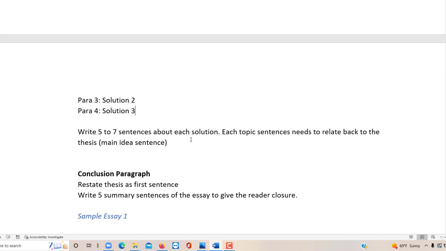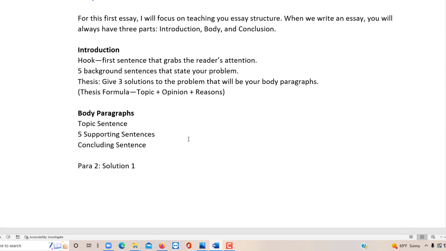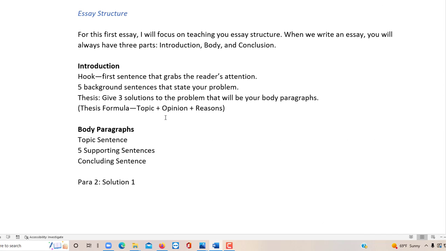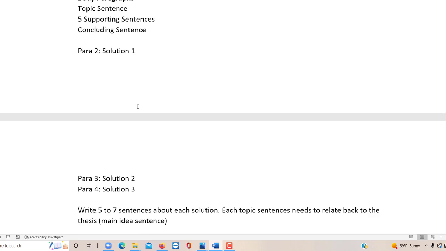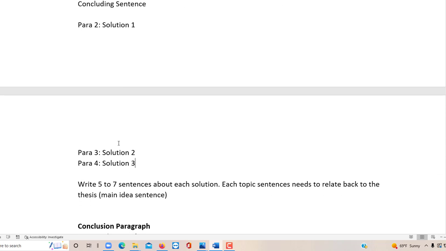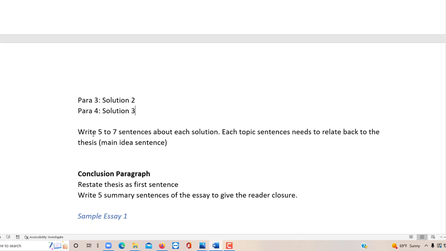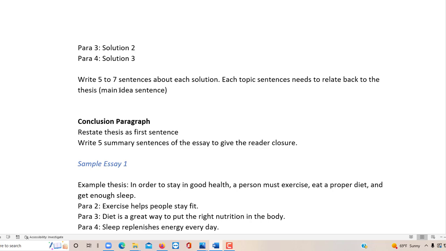So write 5 to 7 sentences, or you can write 3 solutions. You would say 3 ways to dress professionally for a Zoom lecture, 3 ways to get people to pick up after their dog, 3 ways to whatever your problem is. And then solution 1 is paragraph 2, solution 2 is paragraph 3, solution 3 is paragraph 4. And then you're going to write 5 to 7 sentences about each solution.